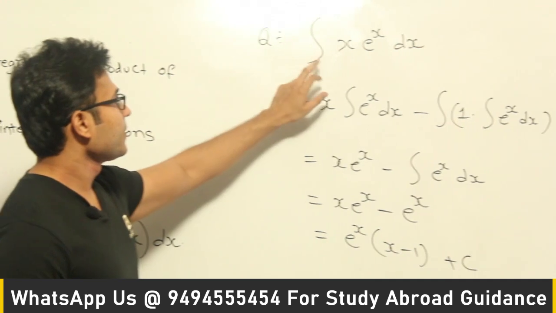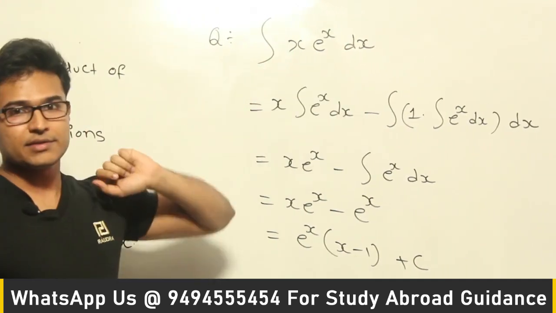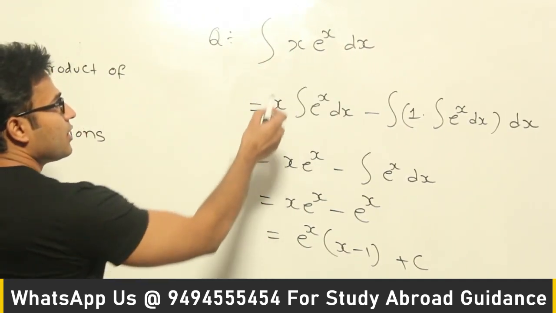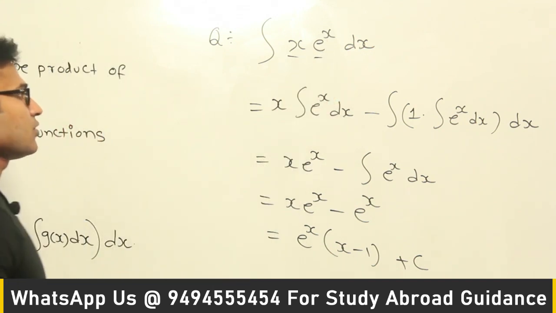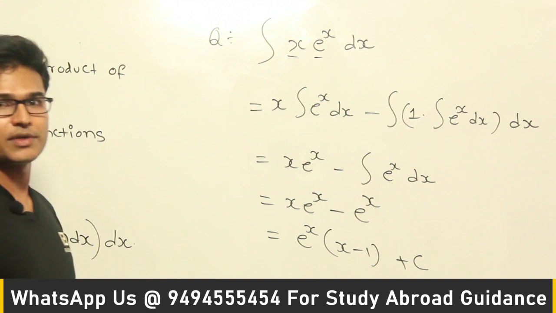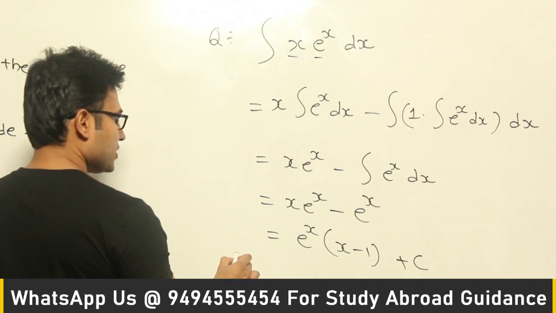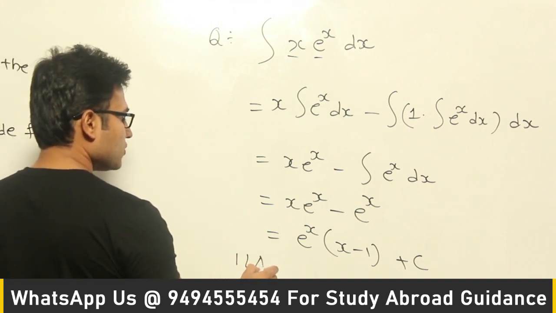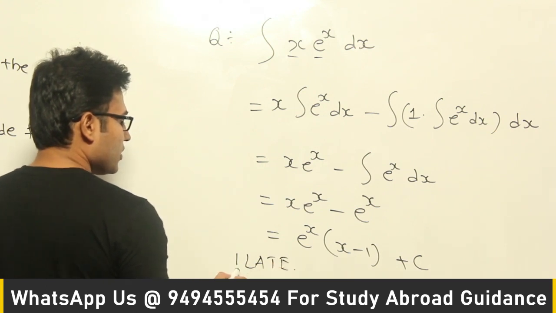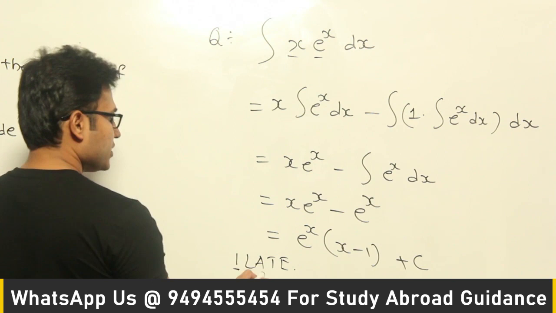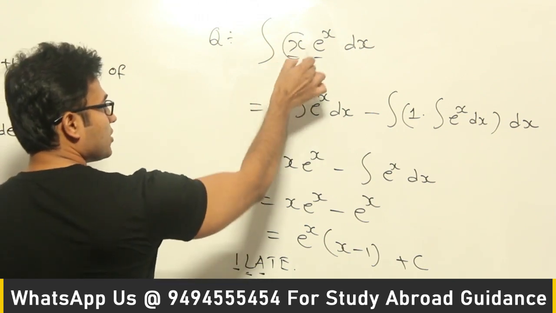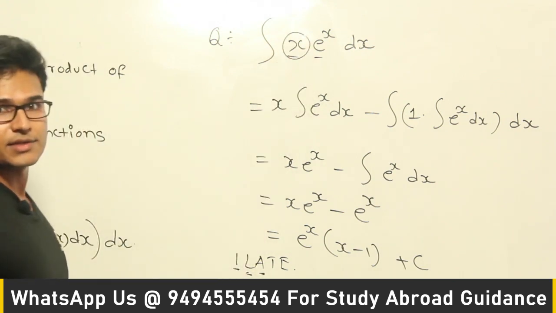Let's see this example. Integral x into e to the power x dx. Now again here you can see that we have a product of two functions. One of them you can take as f of x and the other as g of x, right? Which one to take as f of x and g of x, you just use this rule, highlight. Now, is there an inverse trigonometric function? No. Is there a logarithmic function? No. Is there an algebraic function? Yes. So x is an algebraic function, right? So you can take x as f of x.